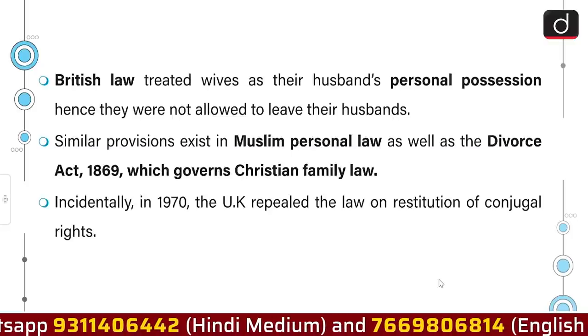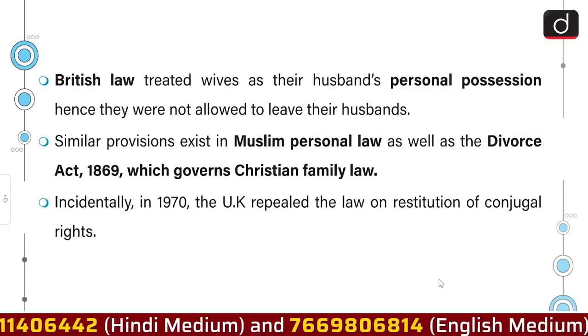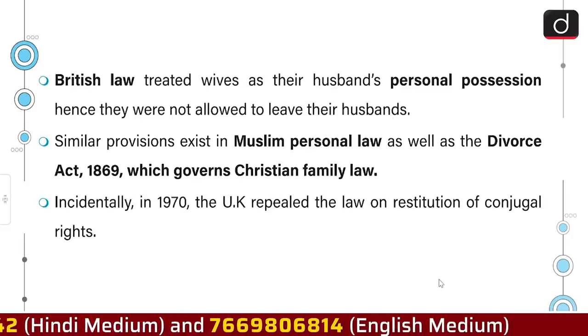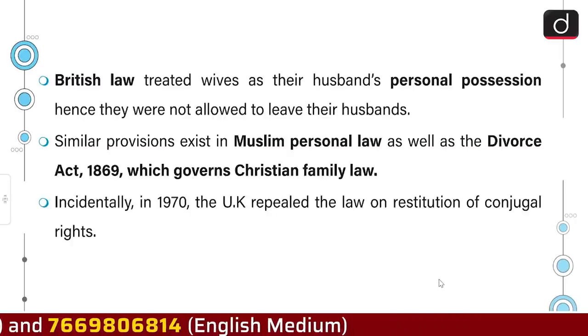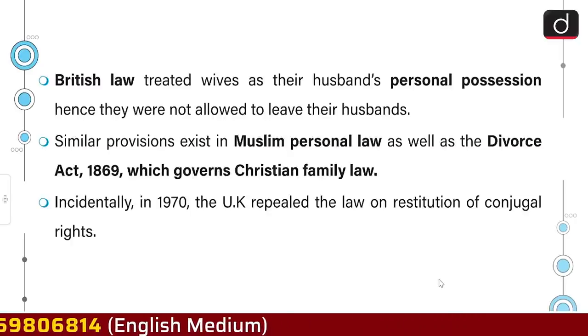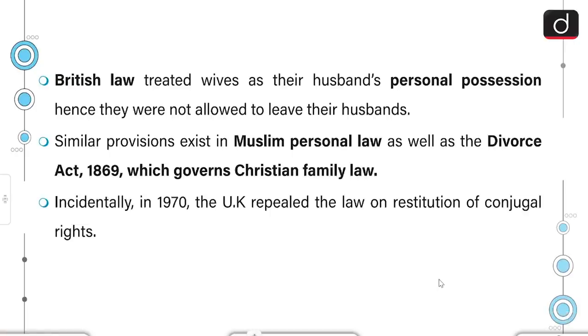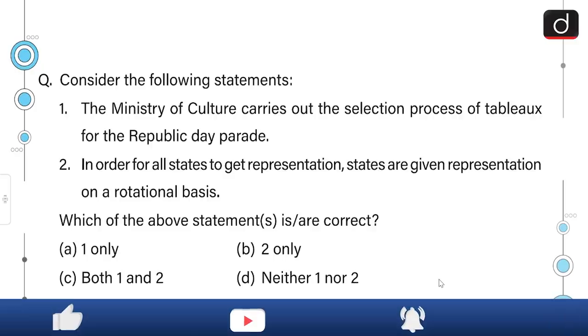British law treated wives as their husband's personal possession, hence they were not allowed to leave their husbands. Similar provisions exist in Muslim personal law as well as the Divorce Act of 1869, which governs Christian family law. Incidentally, in 1970, the UK repealed the law on restitution of conjugal rights.